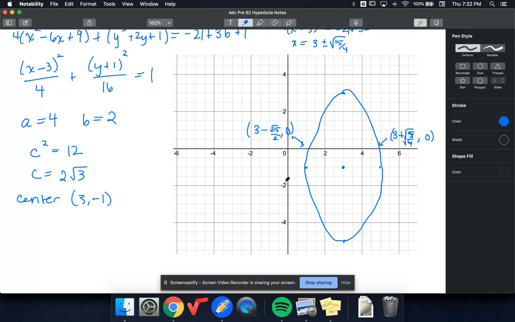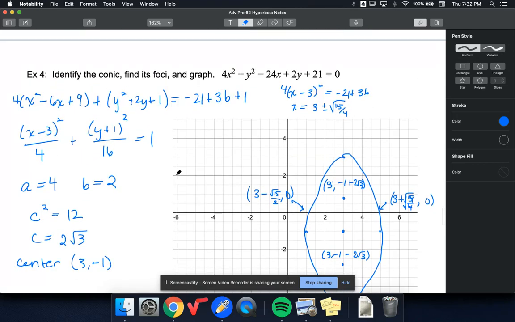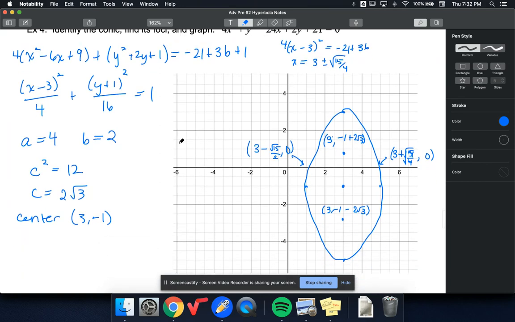I know I have no y-intercepts. I can label my foci. So I'm going from my center. I know I'm going to go up 2 root 3. So I don't know where that's going to be, but I'm just going to label it as 3 comma negative 1 plus 2 root 3. And then over somewhere down here, 3 negative 1 minus 2 root 3. So there's my 2 foci. I've graphed my conic, found the foci, done.